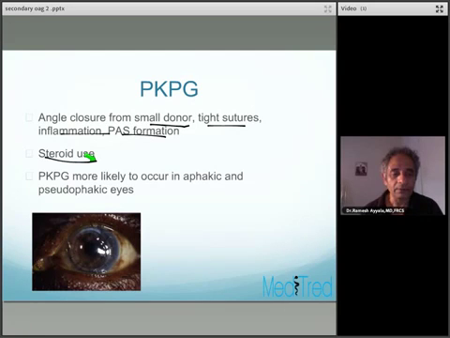Even though glaucoma drainage device implantation is associated with a higher risk of graft rejection, it has the better long-term profile in terms of glaucoma control compared to trabeculectomy or cyclodestructive procedures. So I try and do the glaucoma drainage device procedures in these cases with uncontrolled or poorly controlled glaucoma following corneal transplants.